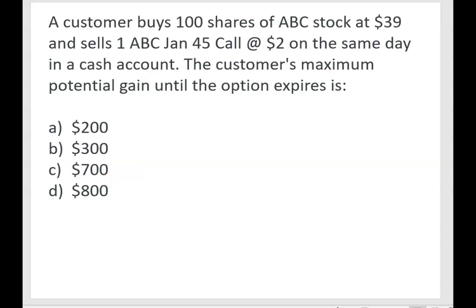A customer buys 100 shares of ABC stock at $39 and sells one ABC January 45 call at $2 on the same day in a cash account. The customer's maximum potential gain until the option expires is A, $200, B, $300, C, $700, D, $800.